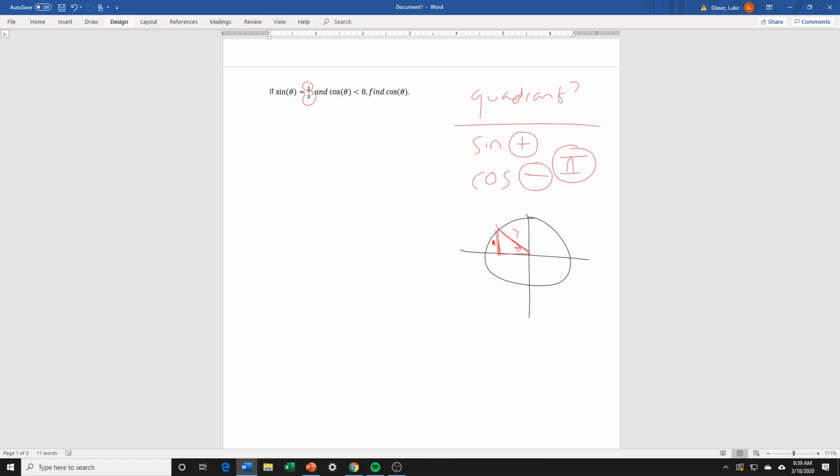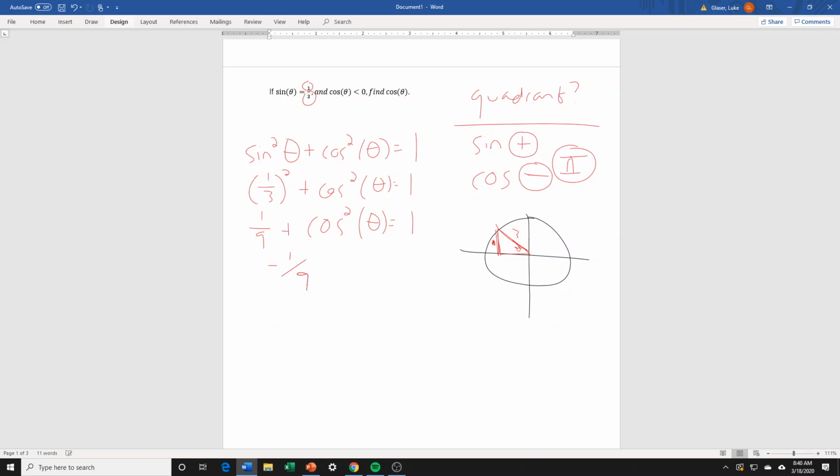So we can use the fundamental trig identities to solve this. So we've got sine squared theta plus cosine squared theta equals 1. We know what sine of theta is. It's 1/3. So 1/3 squared plus cosine squared theta equals 1. Square 1/3, I'm going to get 1/9 plus cosine squared of theta equals 1.